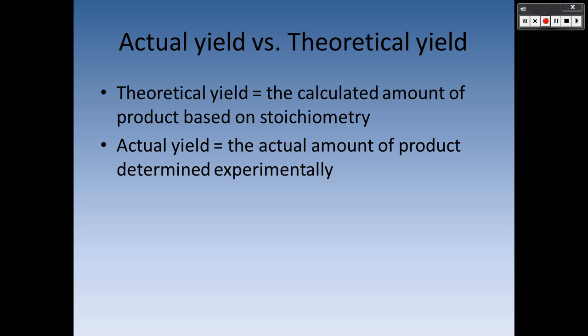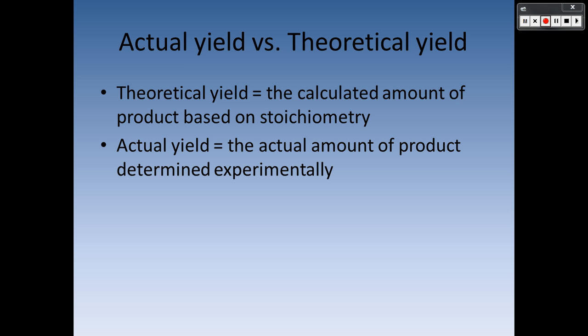And you can think of this relationship almost the way you think of a relationship between your test scores. The theoretical yield would be the maximum amount you could get on a test, say 40 points. The actual yield is what you actually get on the test, maybe 35 points, for any number of reasons. Maybe you left one blank. That would be like some of your reactant didn't react all the way. Maybe you got some wrong.